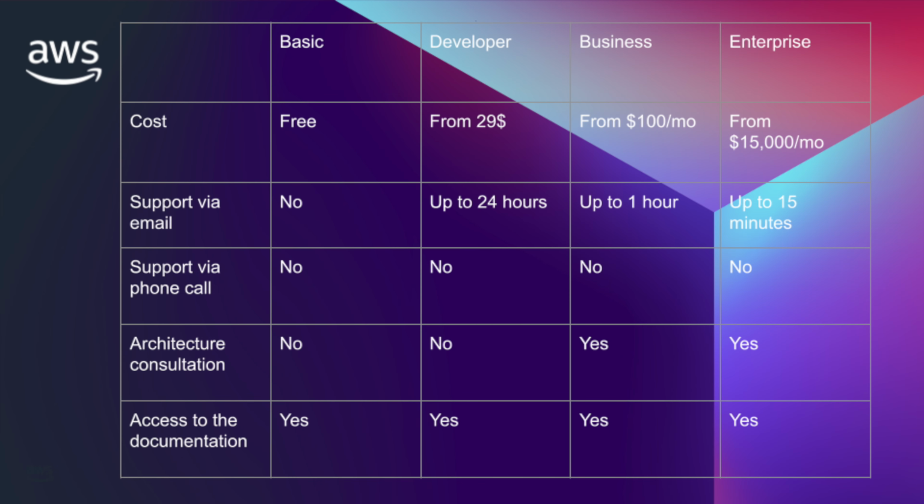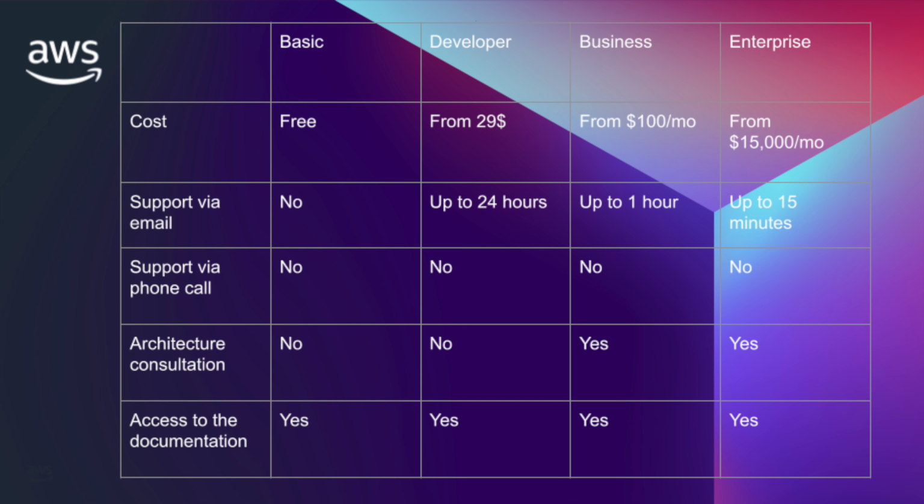The last topic for this lesson is the support plans offered by Amazon. Amazon has 4 support plans: Basic free, Developer from $25, Business from $100, and Enterprise from $15,000 per month. The main points to note: in the Basic free plan, you have no way to send an email, call, or get any support. Help yourself or read the documentation.